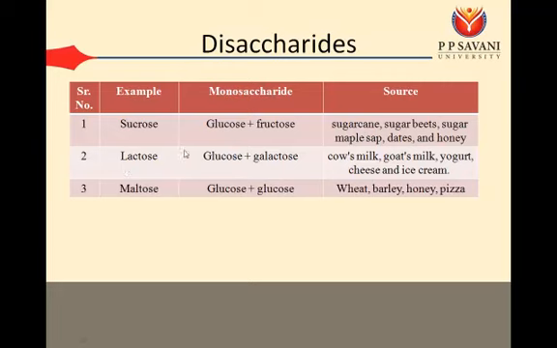You can get lactose from cow's milk, goat milk, yogurt, cheese and ice cream, and it is made up of glucose and galactose. And here again glucose and galactose are linked by a glycosidic bond. Maltose is made up of glucose and glucose. It has 2 glucose monomers, and wheat, barley, honey and pizza are rich in maltose.